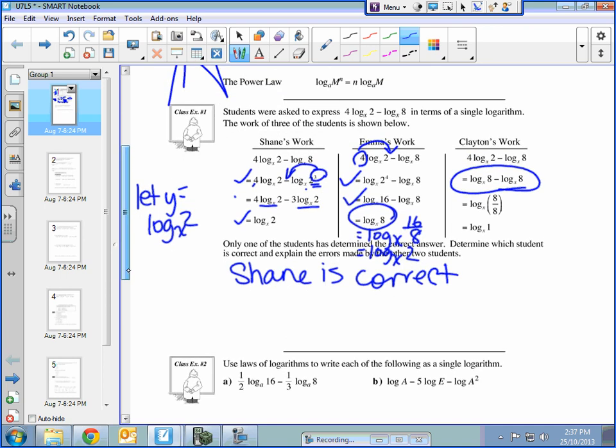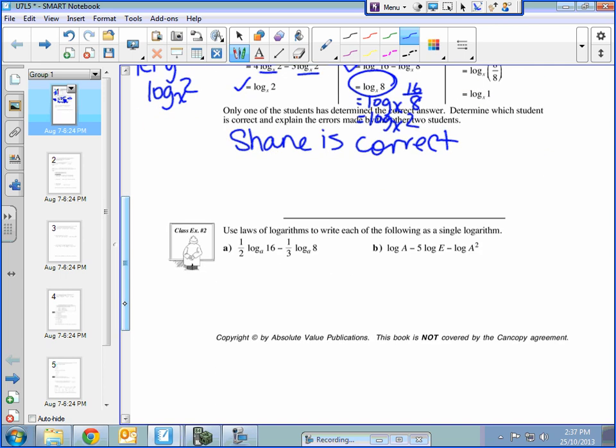Okay, are there any questions with how to show whether these are right or wrong? See the errors? Everyone's okay with that? Okay. Class example 2. Write each of the following as a single logarithm. So there are ways we could do this to write them all as one logarithm. So looking at this first one, what should we do? Where should we start?